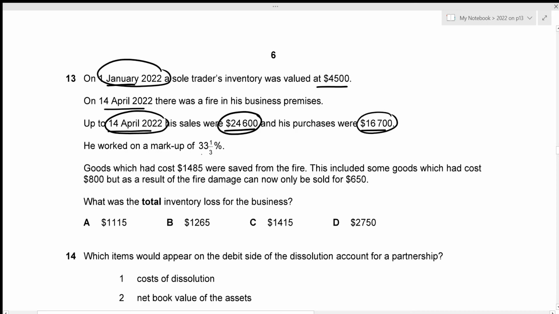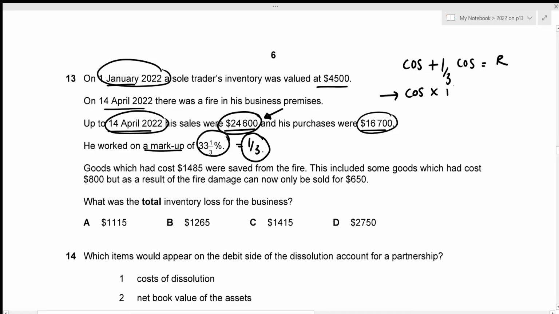He worked on a markup of 33.33%, which is basically 1 by 3. And the relationship of markup is that cost of sales plus the markup percentage of cost of sales, which in this case is 1 by 3, so that's 1 by 3 of cost of sales, will result in revenue. In this case, we have the total revenue to be 24,600, right? So that's cost of sales times 1 plus 1 by 3 equals to the revenue value of 24,600.